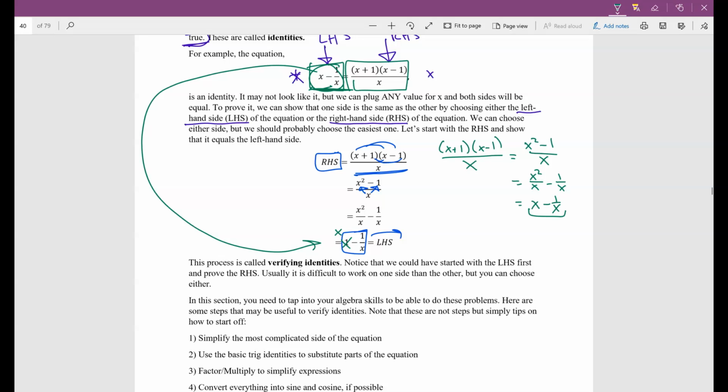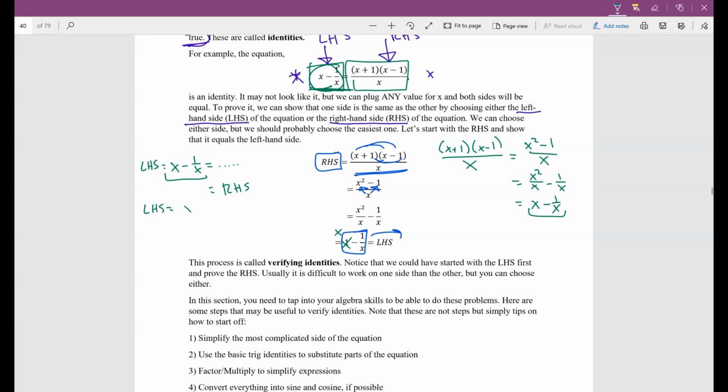Now, something else I could have done is easily started with x minus 1 over x, which is basically the left-hand side, and done a little bit of algebra to prove that it equals the right-hand side. But you can see that doing so is a little harder. We can still do it, so let me show you how we can do that.